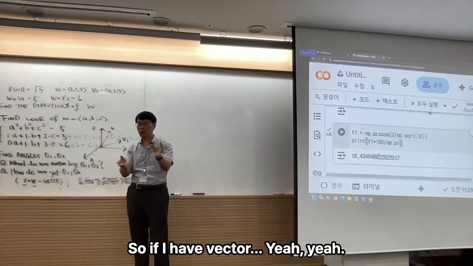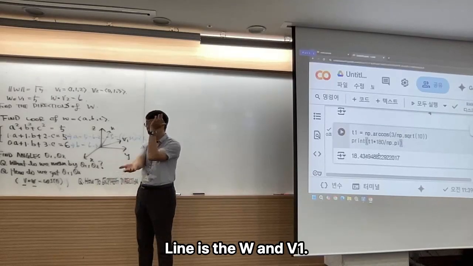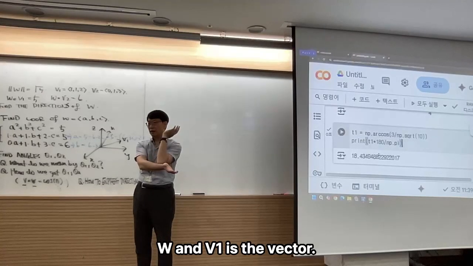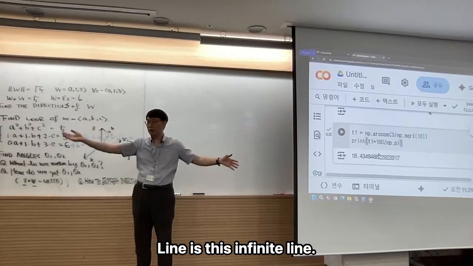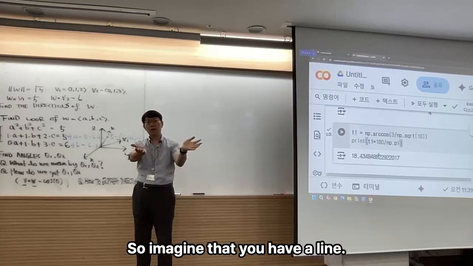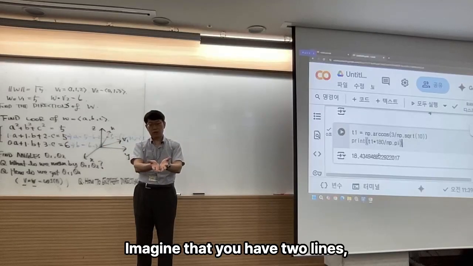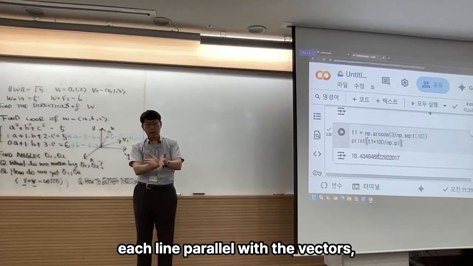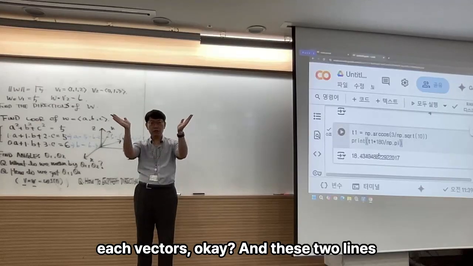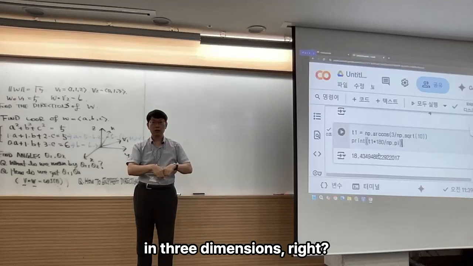So if I have the vectors W and V1, the line is just an infinite line parallel to the vector. So imagine that you have two lines, each parallel with each vector, and these two lines are lying on the same plane in three dimensions, right?